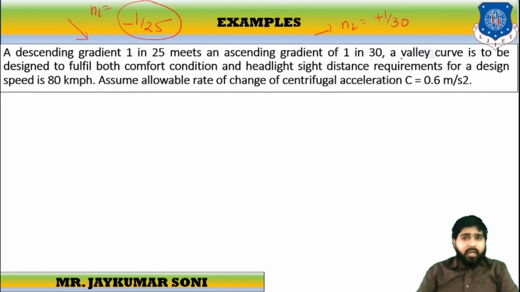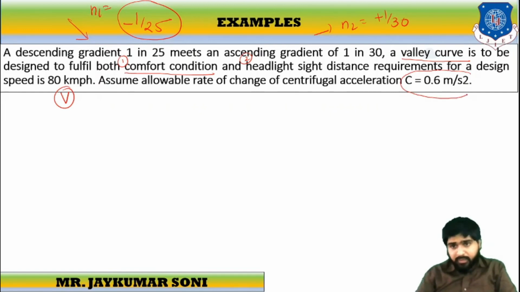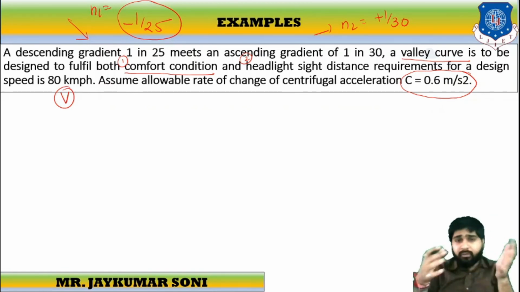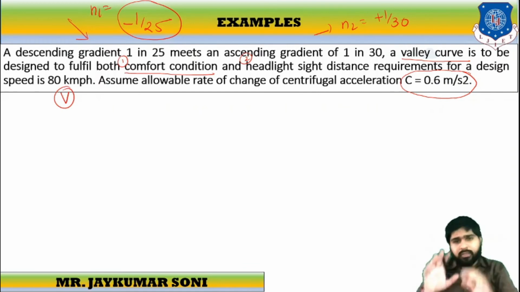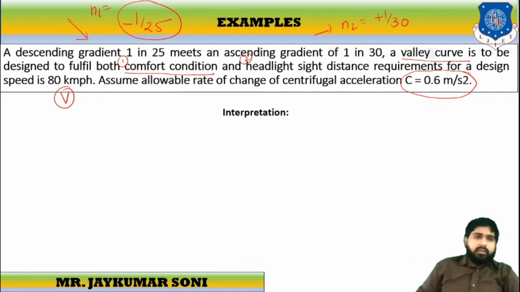Our valley curve, we have to find the valley curve, is to be designed to fulfill both the comfort condition criteria, this is the first thing, and second is the headlight sight distance criteria. The design speed given over here, capital V, is 80 kmph. We have to assume the allowable rate of change of centrifugal acceleration C is equal to 0.6 meter per second square. We have already considered this value while we learned the theory. But if another value is given, then you need to consider that value. If the value is not given, then in such case you have to consider this value. So let us interpret the statement.